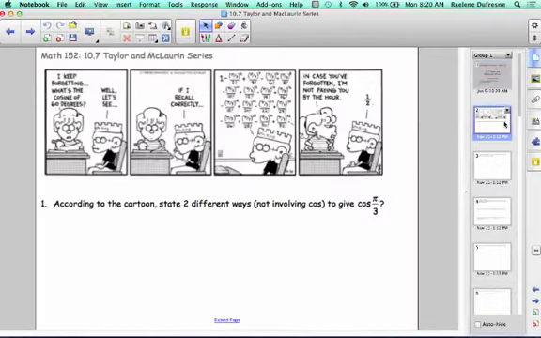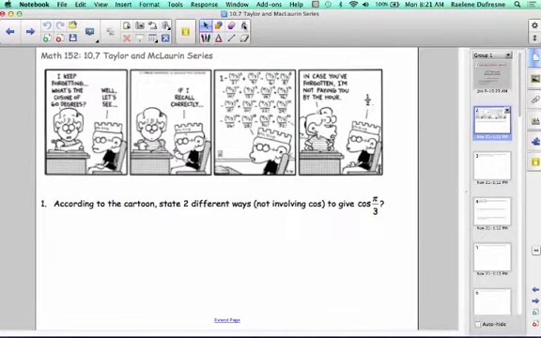Let's begin. In this Foxtrot cartoon, the girl asks, "I keep forgetting, what's the cosine of 60 degrees?" Her brother, Jason, the math nerd, says, "Well, let's see. If I recall correctly, 1 minus (pi/3)^2 over 2 factorial plus (pi/3)^4 over 4 factorial minus (pi/3)^6 over 6 factorial, etc., etc." And as the paying sister for the math tutoring, she says, "In case you've forgotten, I'm not paying you by the hour." So according to the cartoon, state two different ways that do not involve cosine to give cos of pi/3.